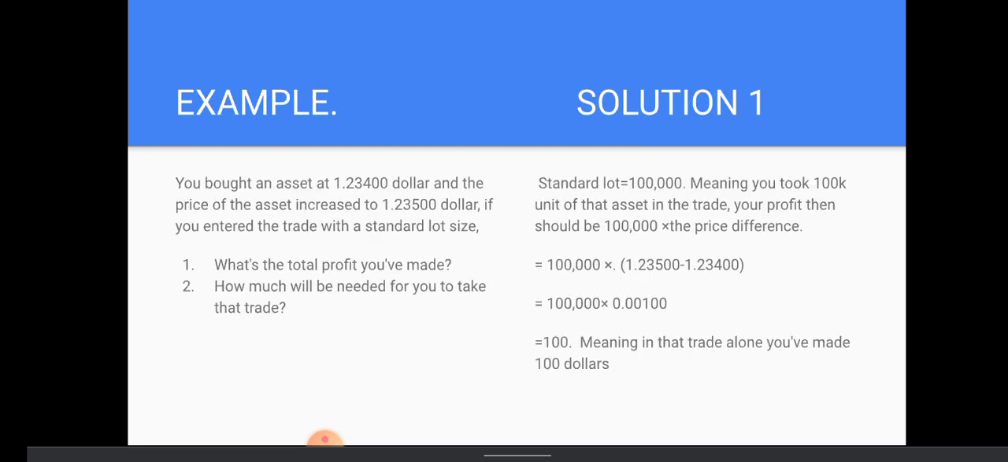Okay, now let's take an example. You bought an asset at $1.23400 and the price of the asset increased to $1.23500. If you enter the trade with a standard lot, what is the potential profit you made? And two, how much will be needed for you to take that trade?